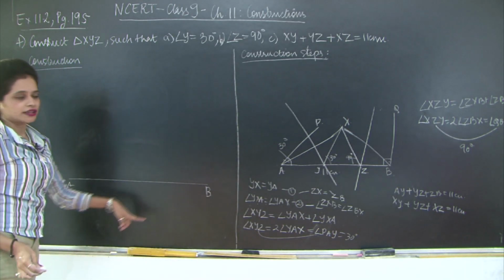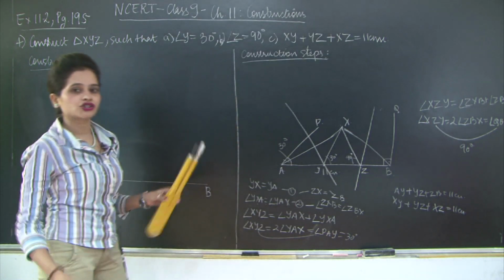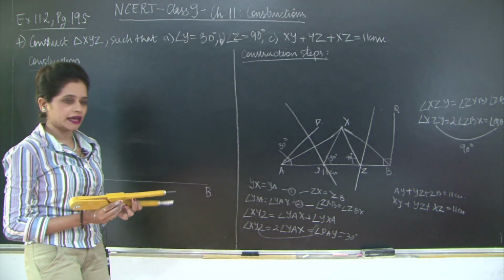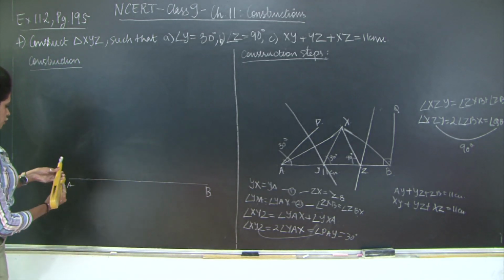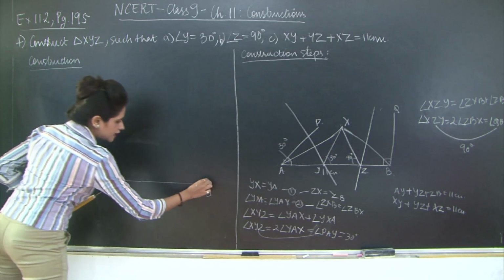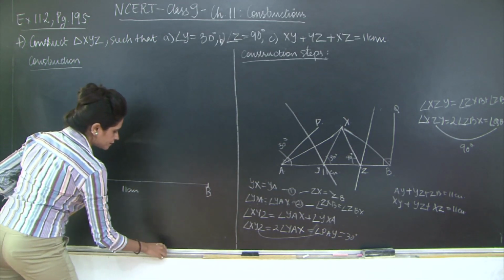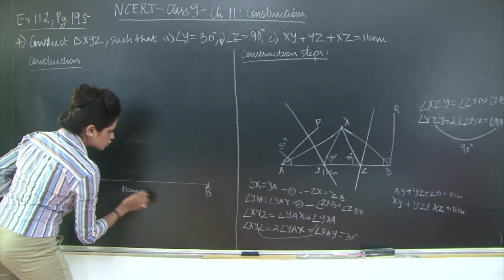Now I'm going to draw a 30 degree angle over here. So how do we draw a 30 degree angle? We will first draw a 60 degree angle and then bisect it. So from A, let's mark the vertices of the line segment AB. So this is 11 centimeters. A to B.